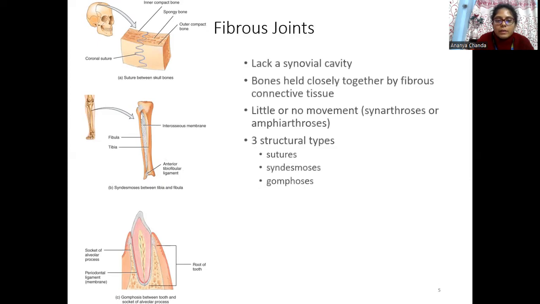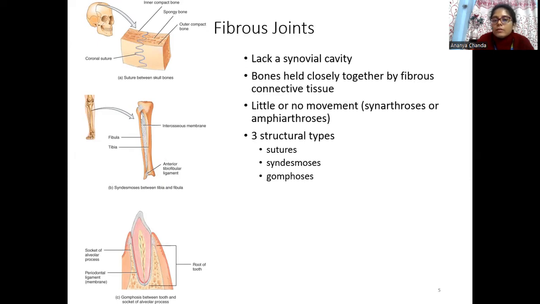So these are the fibrous joints. So these fibrous joints actually lack what? The synovial cavity. So the bones are closely attached by the connective tissue, which is made up of fibrous element. So there is no movement or slight movement occurs. That can be explained in synarthrosis or amphiarthrosis. There are three structural types of fibrous joint, that is sutures, then the syndesmosis and gomphosis.